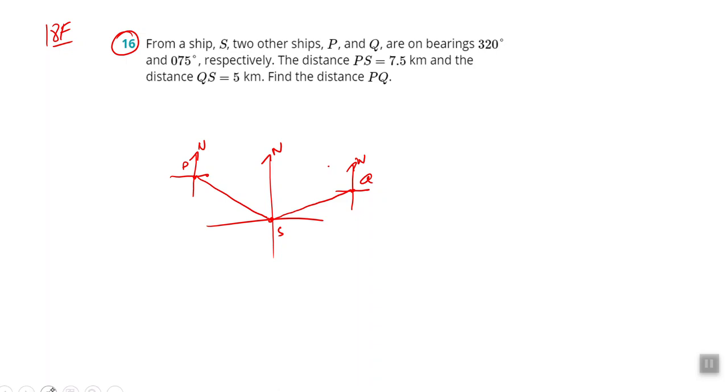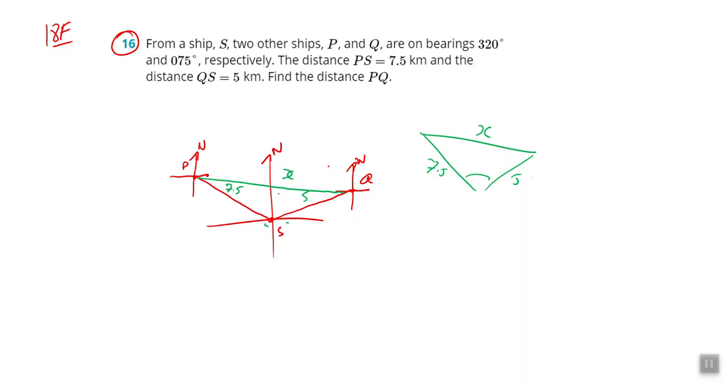We also are given a few pieces of information. PS is 7.5 kilometers, and QS is 5 kilometers. I want to find the distance from P to Q. Now, this is like a cosine rule question because I've got 7.5 here and 5 here, and I just need to find what that angle is, and I can use the cosine rule to get my x. So let's find that angle.